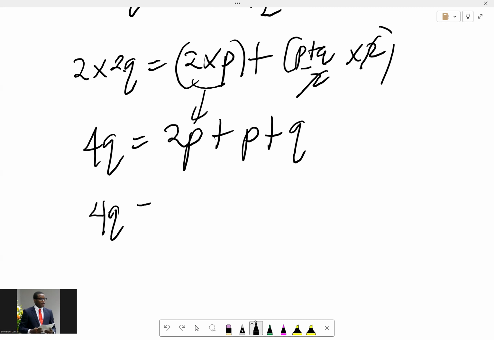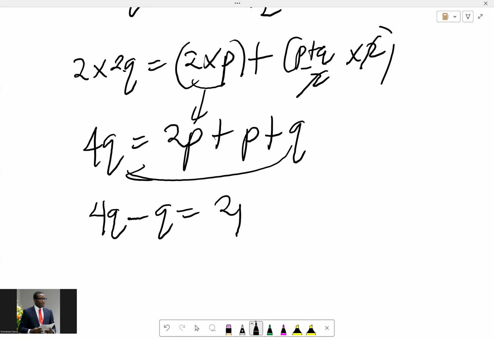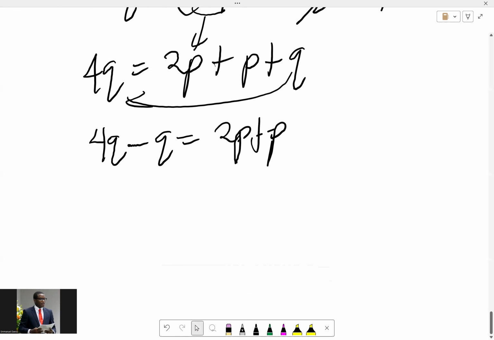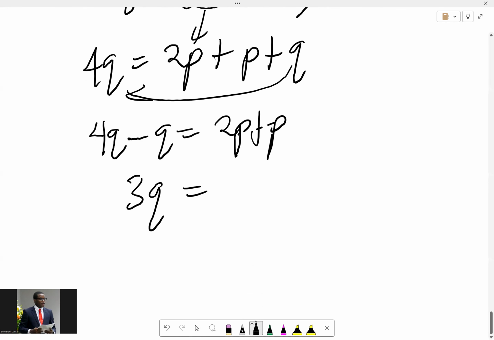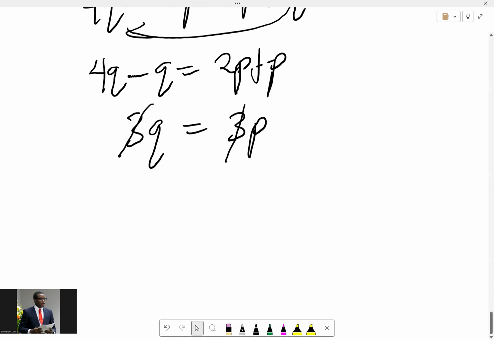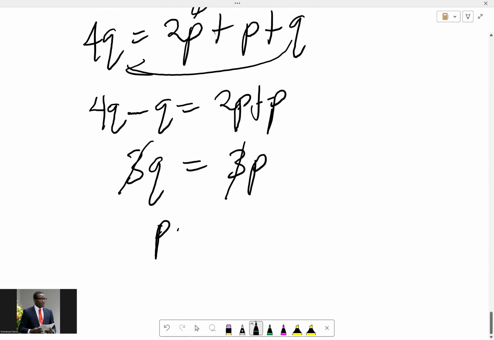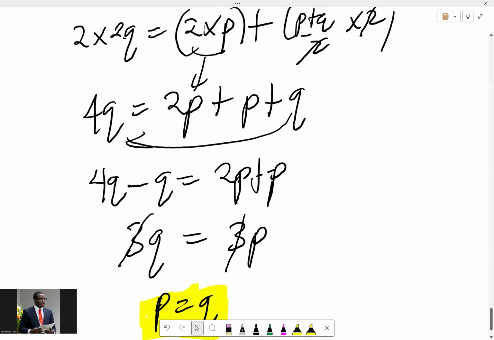From there, we can transfer a Q. So we have 4Q minus Q, because this Q can go here, equal to 2P plus P. So 3Q equals 3P. Interestingly, the 3 cancels out. That means P is equal to Q. That is one result we get. So P and Q are exactly the same.